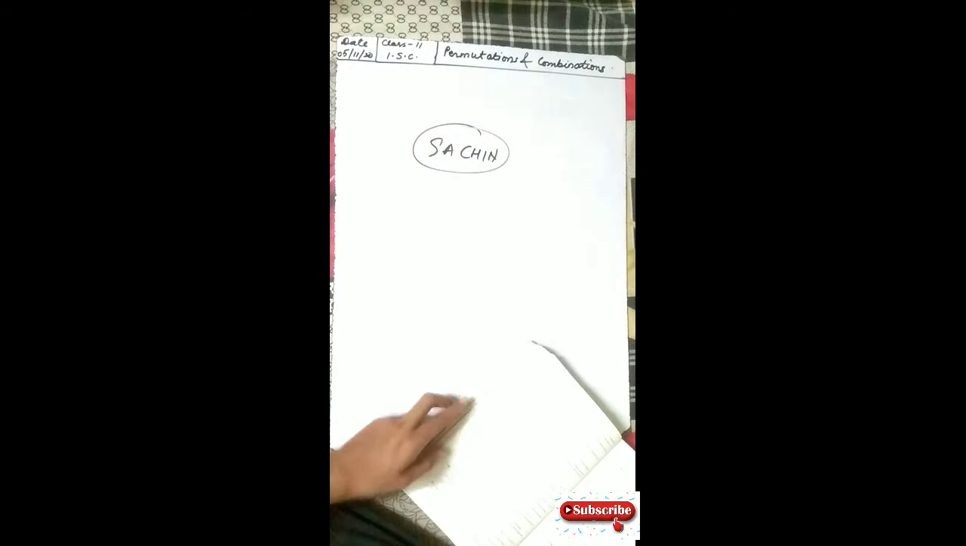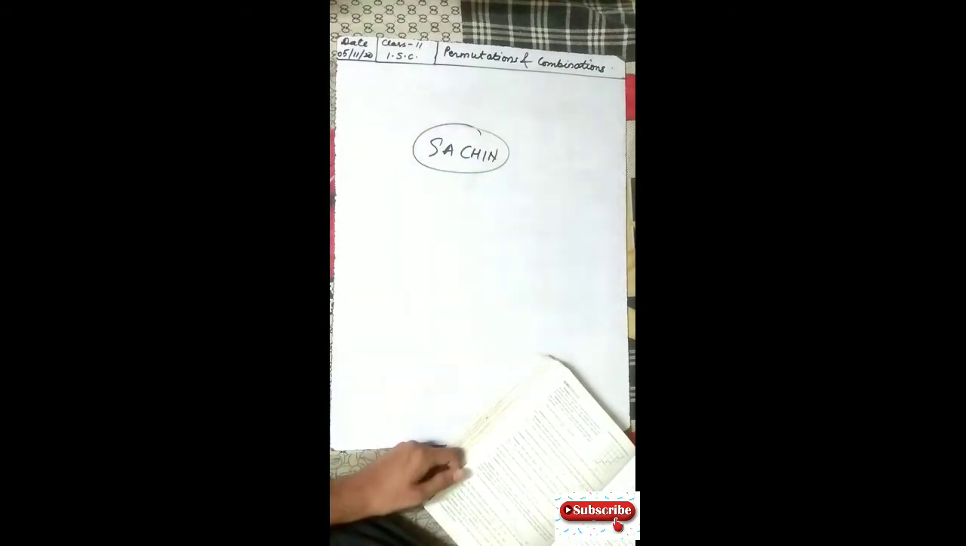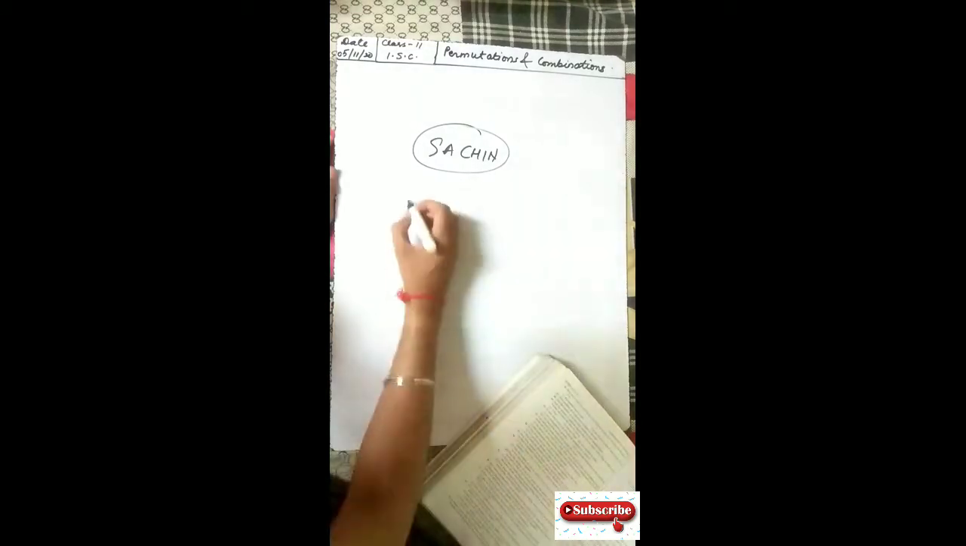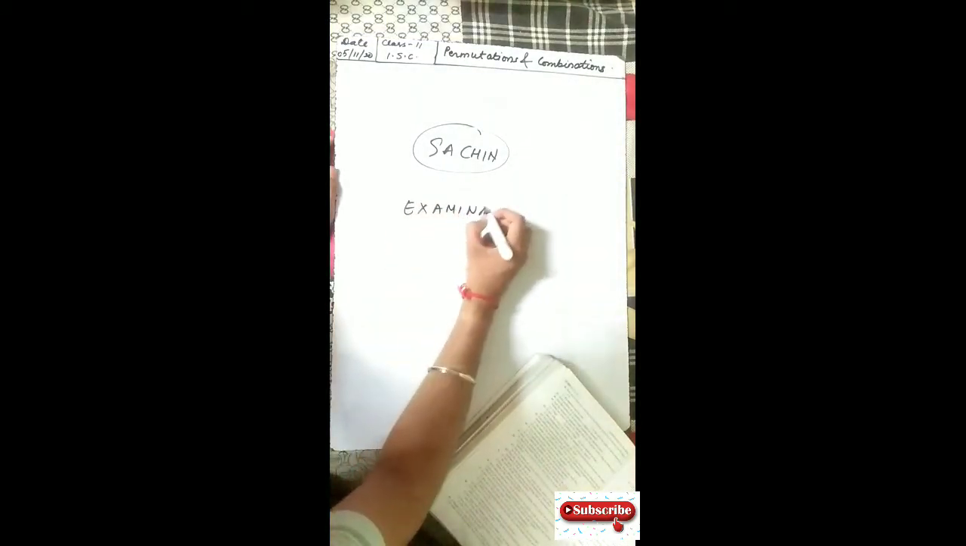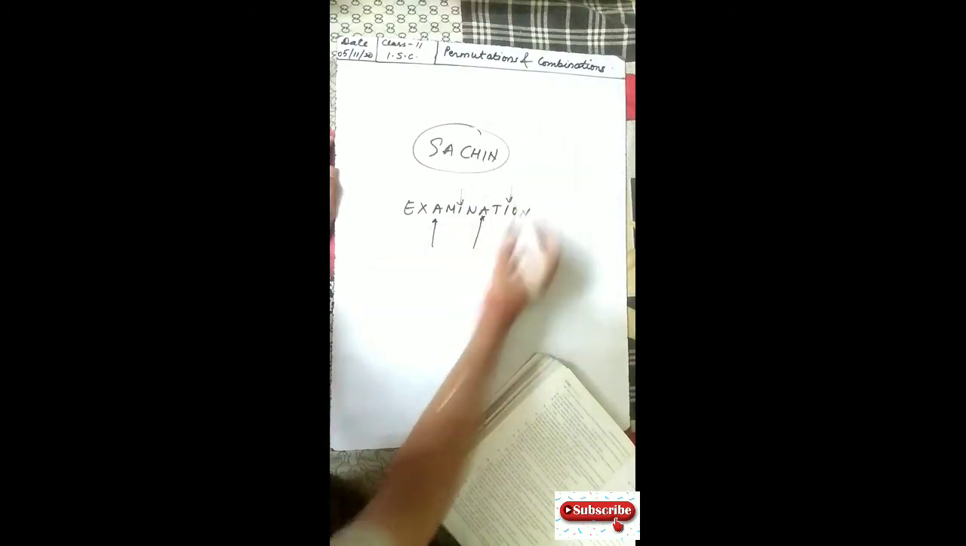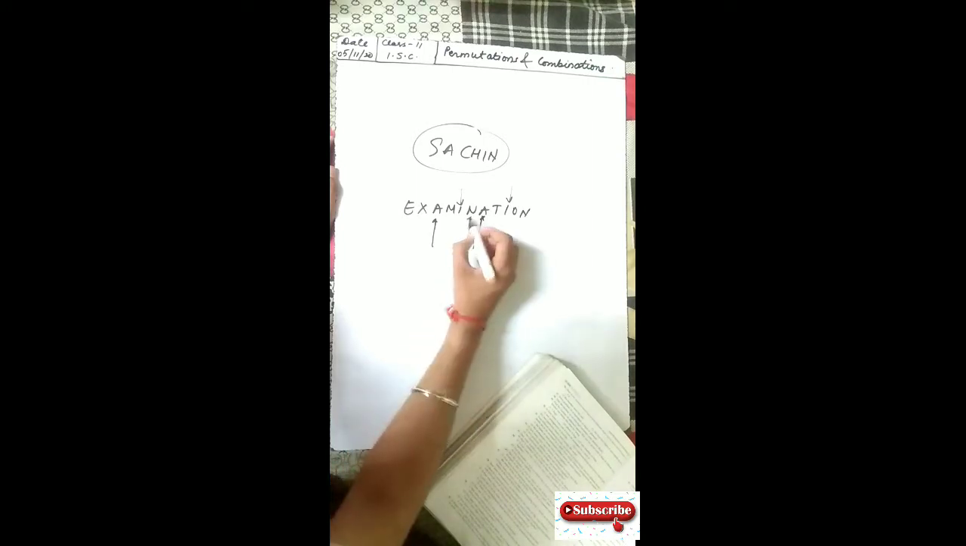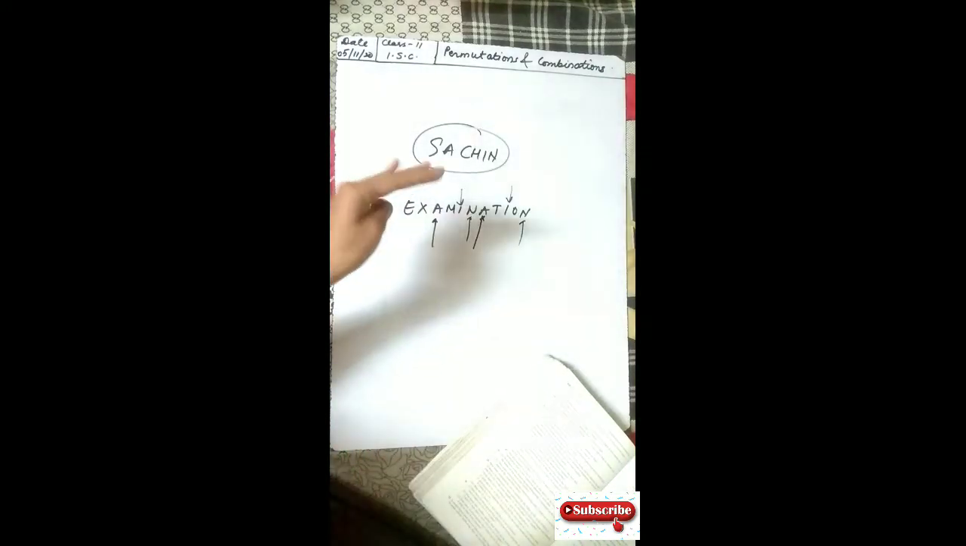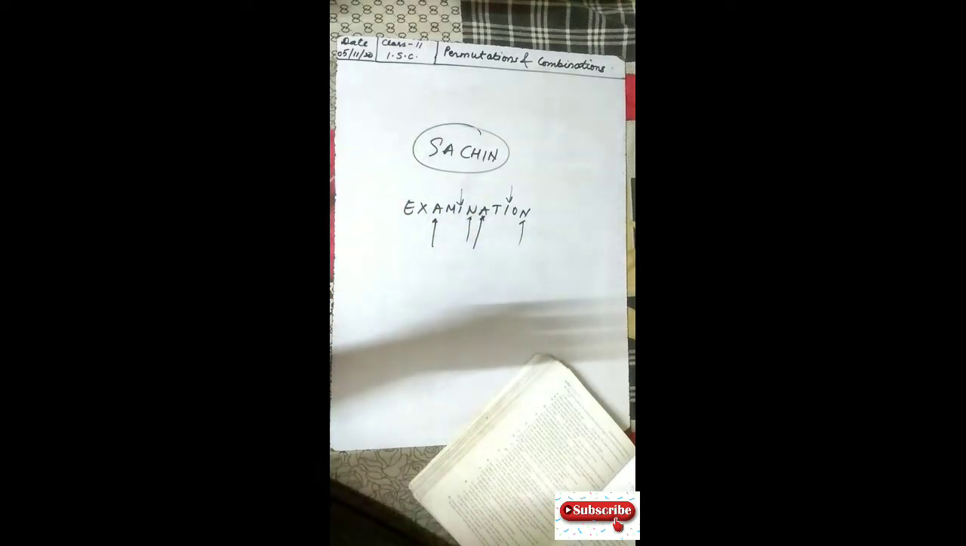Till now you are seeing that, for example, I'm taking one word randomly, say Sachin. So you see in this all the objects are different. There is no repetition in it. Now if I write a word, say for example, examination. As you can see, in this two A's are coming, two I's are coming, and you can see N's too. Such types of situations we will be seeing in it.